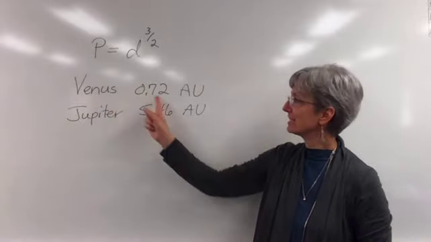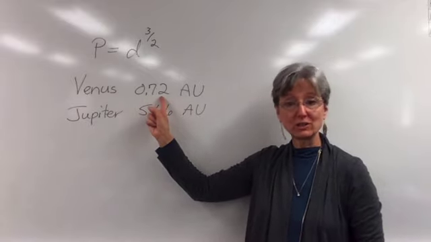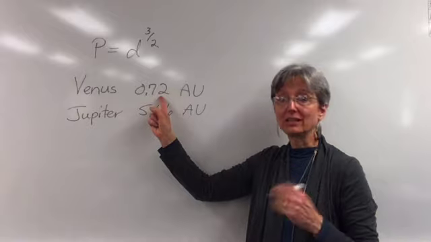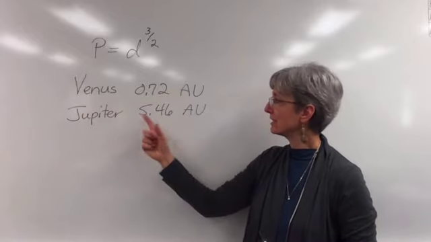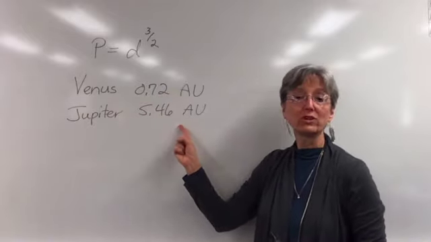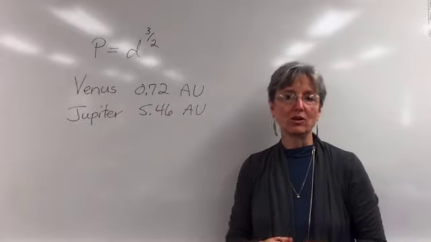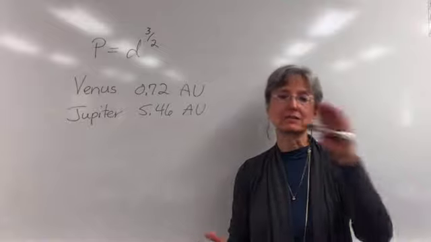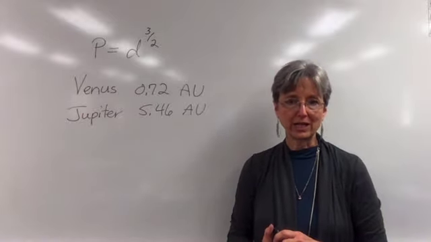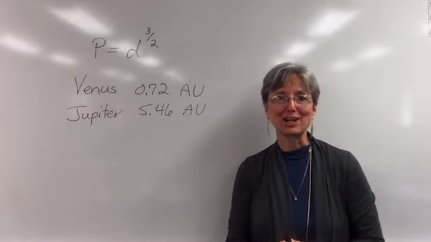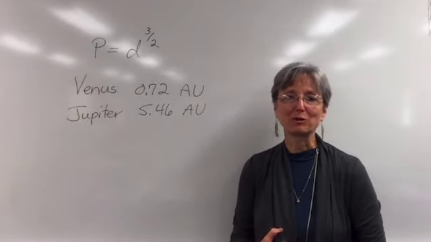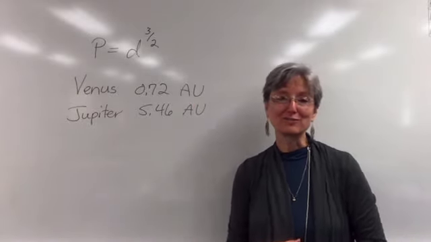sun? If Venus has an astronomical unit of 0.72, what's its year like in Earth years? And if Jupiter has an astronomical unit of 5.46, then what's its year in Earth years? How long is that year for that planet? So bring those in for your lesson checks. You should be able to do that with any calculator. But that shows that you watched this video.